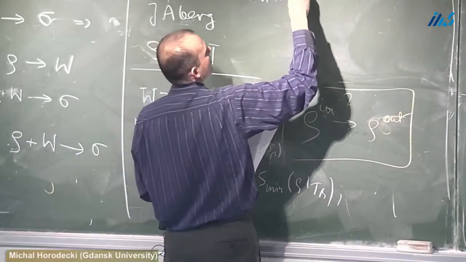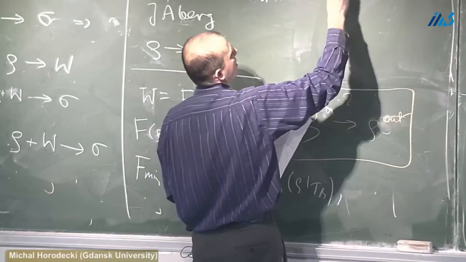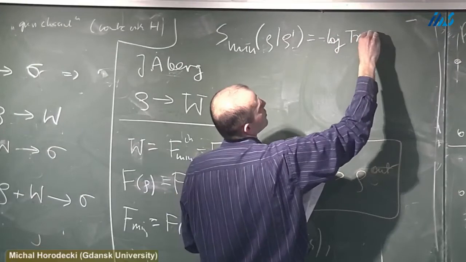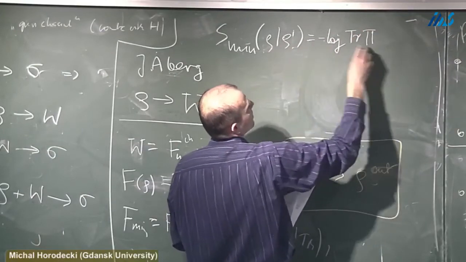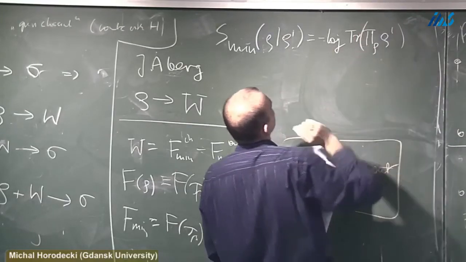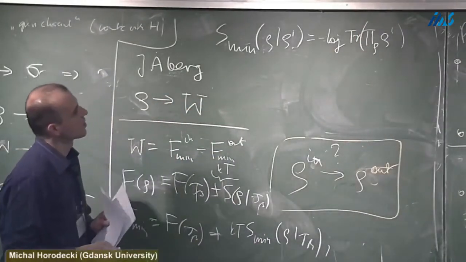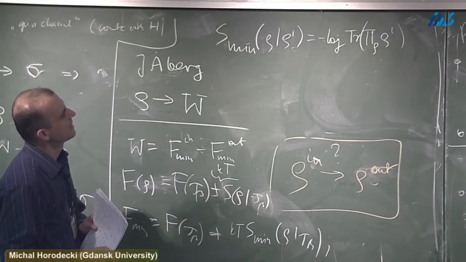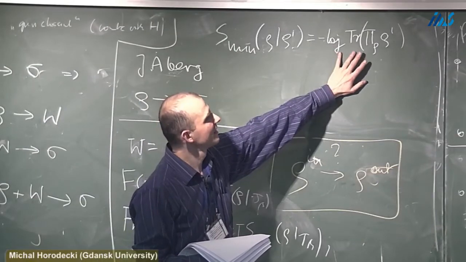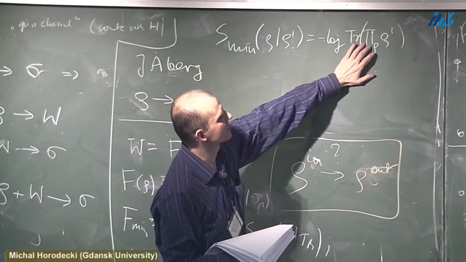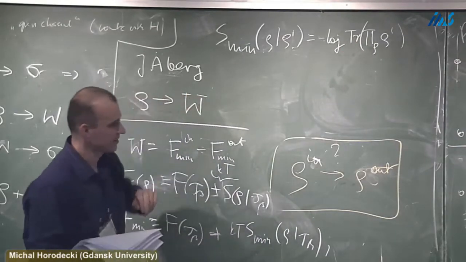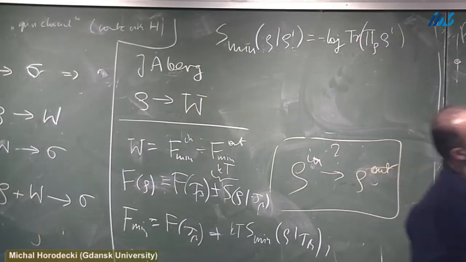So S min of rho prime is what? Is minus log trace. And here you take the projector on the support of rho. And here you take this, I guess. So that's an extremely bad, ugly, degenerate quantity, which is, you know, from rho you only take the support, right? So that's much less sophisticated than this nice, beautiful expression.